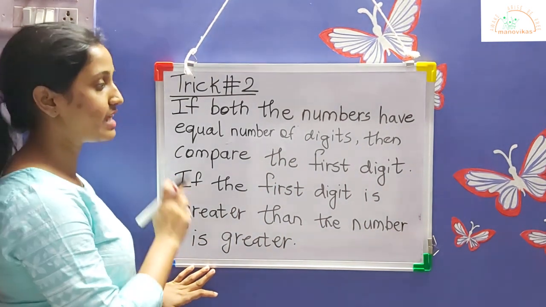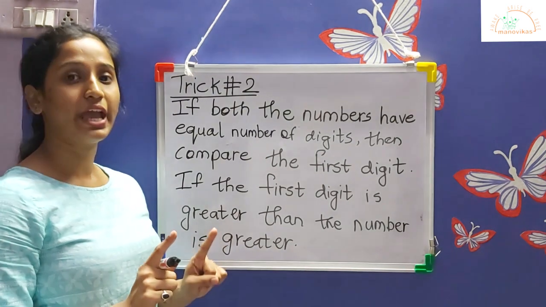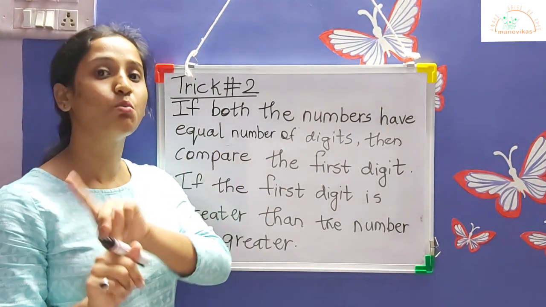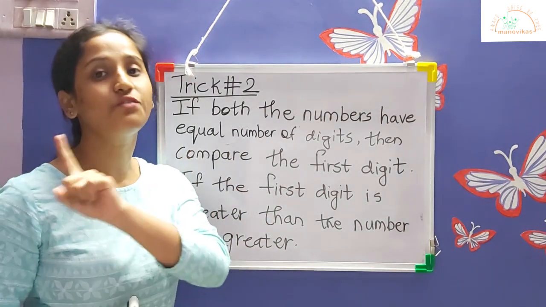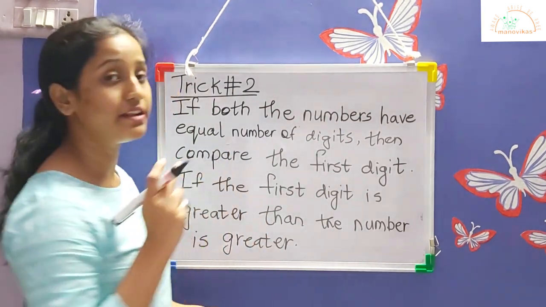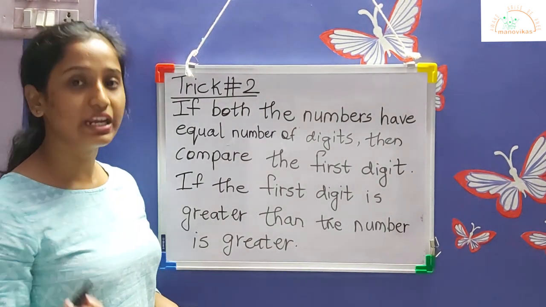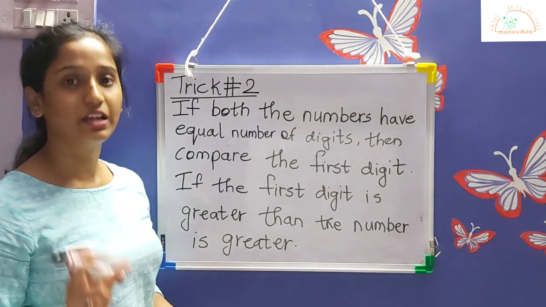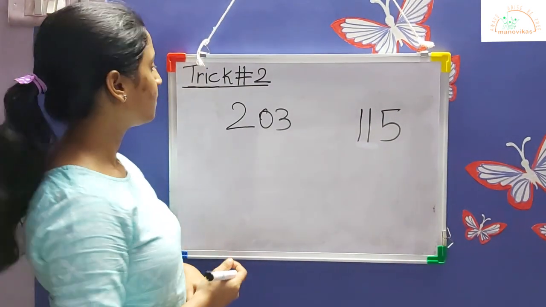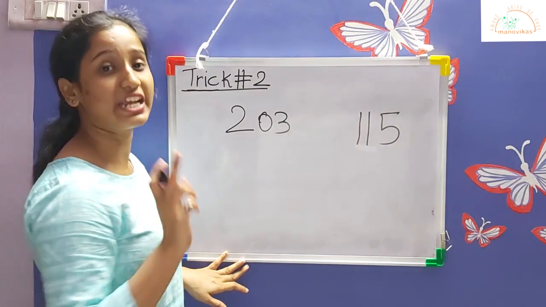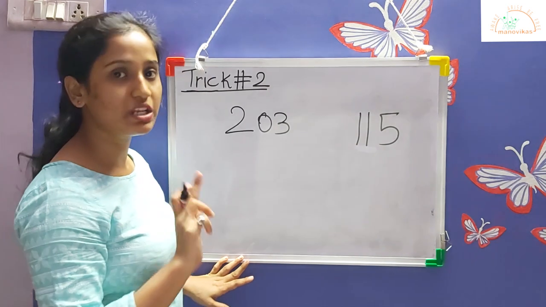So, the first half of the statement says that if we have equal number of digits in both the numbers, then we have to compare the first digit of each number. And the number which is greater, the digit with the greater number will be greater. So here is one example. So the statement says that if both the numbers have equal number of digits.